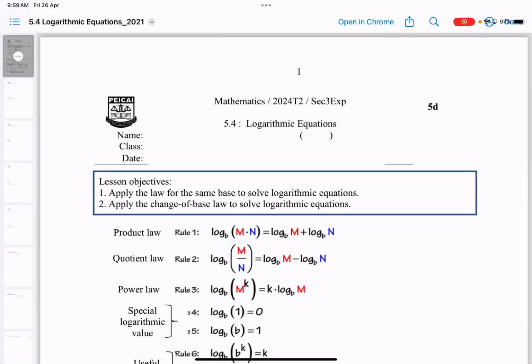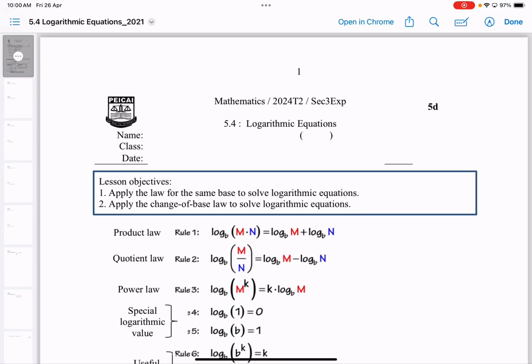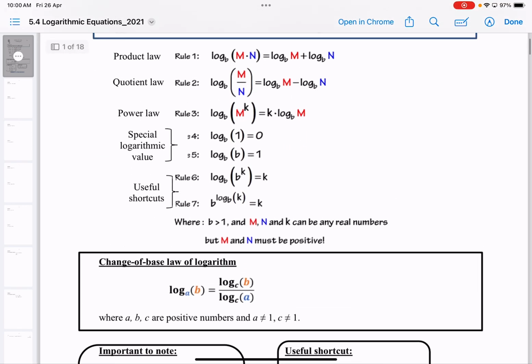So we are going to start with logarithms. Like I said again, this is actually the last subtopic. Most of the time in your exam, they will be testing you on this topic because it's about solving equations. Mathematics at its core is about solving equations, finding the value of the unknown.